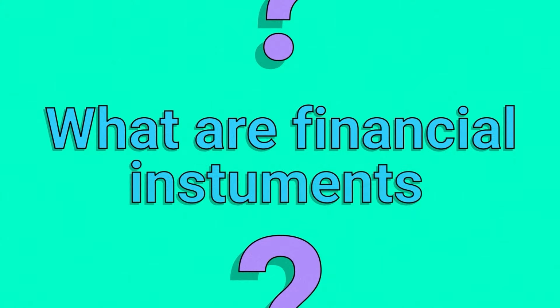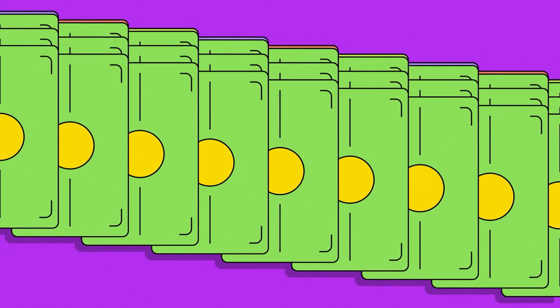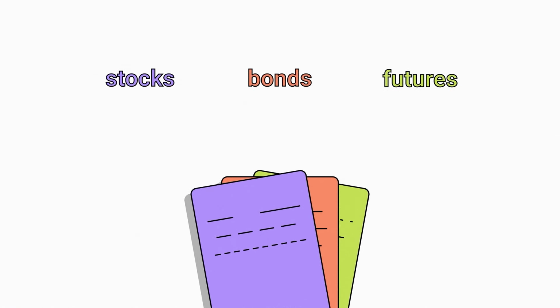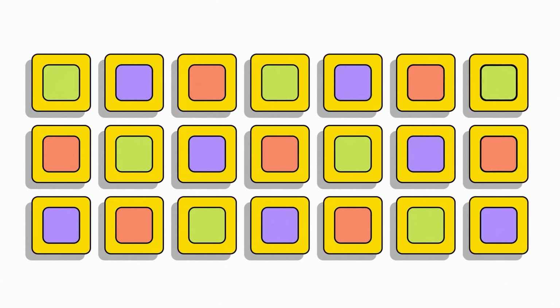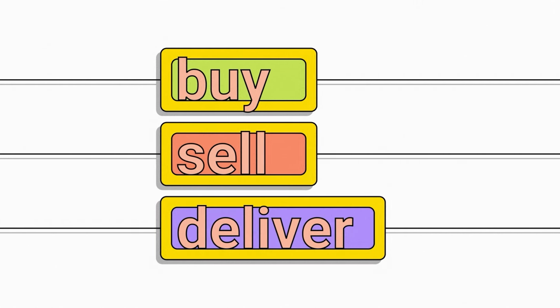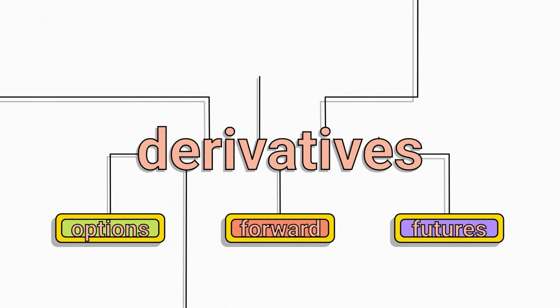What are financial instruments? They can be any financial documents that turn into money when sold. For example, stocks, bonds, and futures. Amongst these instruments, we can single out a category that contains some kind of obligation: buy, sell, deliver, and they are called derivatives. Derivatives include forward and futures contracts, which we'll talk about now, as well as options and a dozen others.